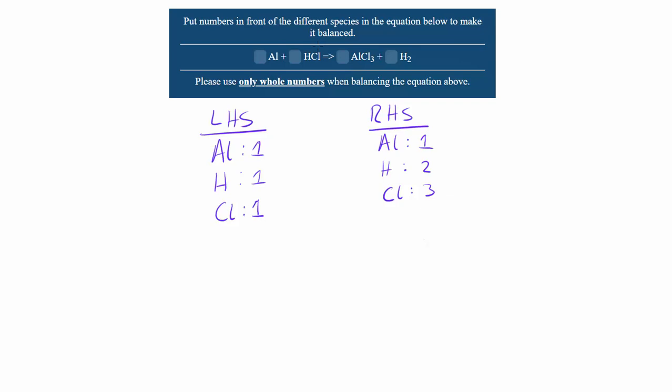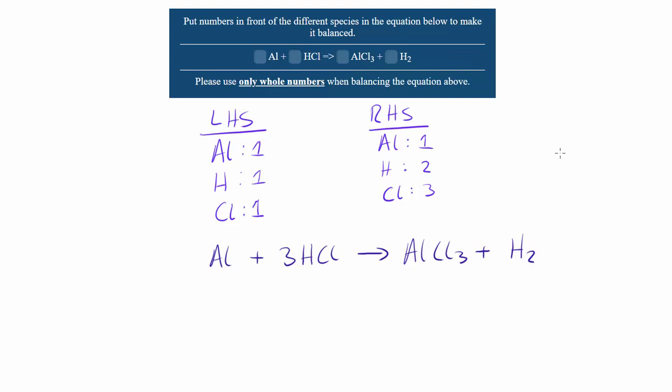I'm going to put a 3 in front of the HCl. And so when we do that, this is the equation that we're going to get: Al plus 3HCl produces AlCl₃ plus H2. So this is effectively the equation we get when we do that.